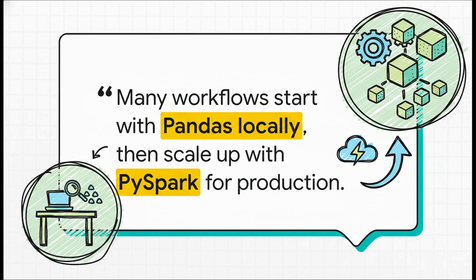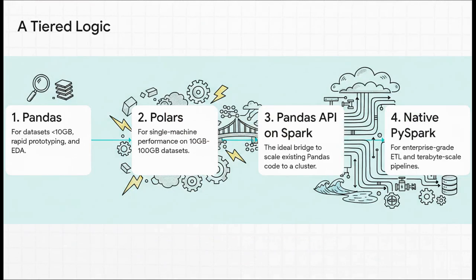So here's a simple way to think about it, kind of like a tiered system for your data workflow. Tier 1, if your data is under 10 gigs, you're prototyping, just use Pandas. It's the best tool for that job. Tier 2, data's getting bigger, maybe up to 100 gigs, but you're still on one machine, a multi-core library like Polars might be your sweet spot. Tier 3, you know Pandas and you need to go distributed, the Pandas API on Spark is your perfect bridge. And finally, Tier 4, for the massive enterprise-level pipeline, streaming data, terabyte-scale jobs, that's where you go with native PySpark.